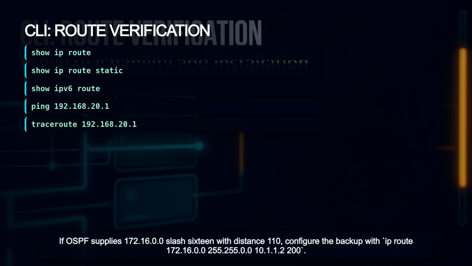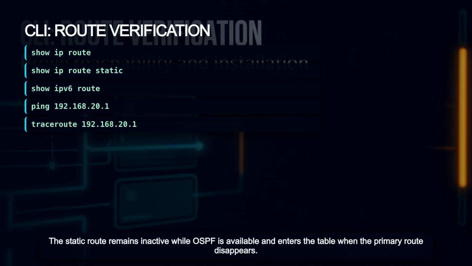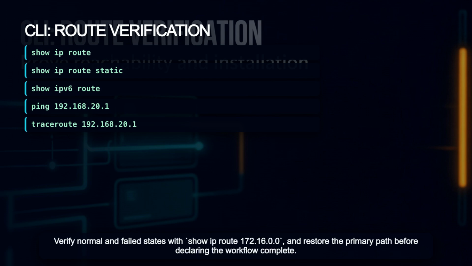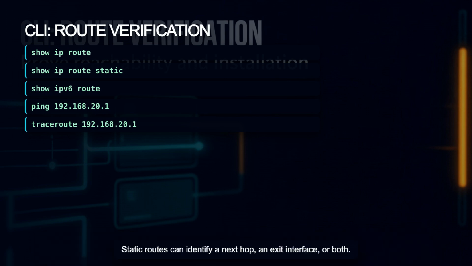If OSPF supplies 172.16.0.0/16 with distance 110, configure the backup with ip route 172.16.0.0 255.255.0.0 followed by the next hop and a higher distance. The static route remains inactive while OSPF is available and enters the table when the primary route disappears. Verify normal and failed states with show ip route 172.16.0.0 and restore the primary path before declaring the workflow complete.